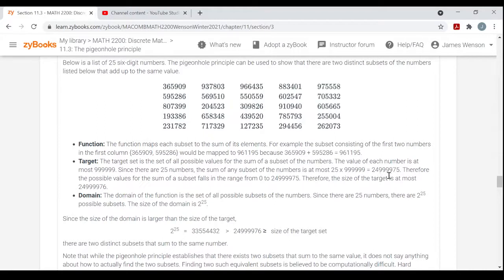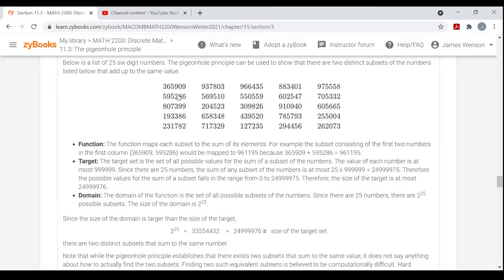What is this? 24,999,975. Therefore, the possible values for the sum of a subset fall in the range from 0 to this 24 million something. Now this is 24,999,976 options, and that's at most. And really it's smaller than this, because 0 is a possible sum: you could take a subset with no elements and get a sum of 0.